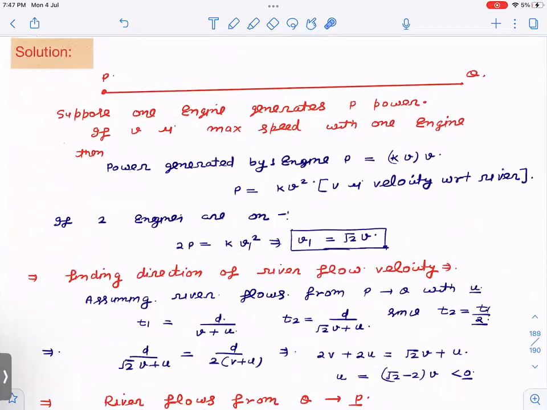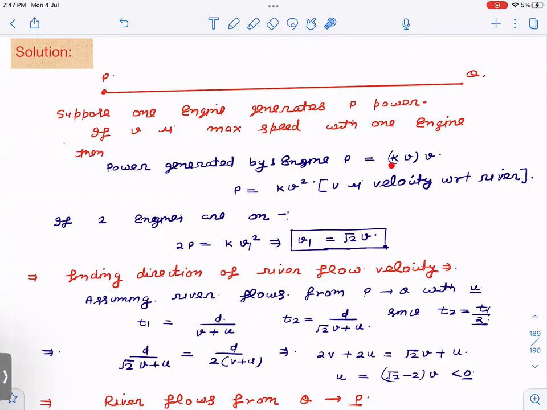So here now, this is P and Q. Let us say only one engine, when one engine is switched on, it generates P power. And if suppose V is the maximum speed with one engine, then power of one engine is P and force will be what? If velocity is maximum, then there is the entire acceleration after accelerating, the velocity has become maximum, right? So maximum velocity corresponding to that net force will become 0.